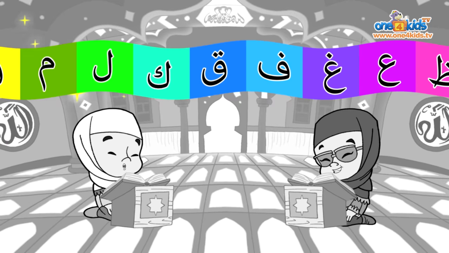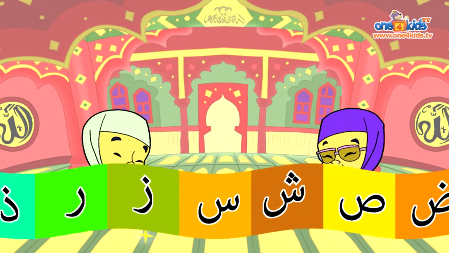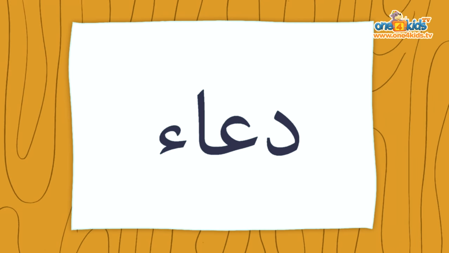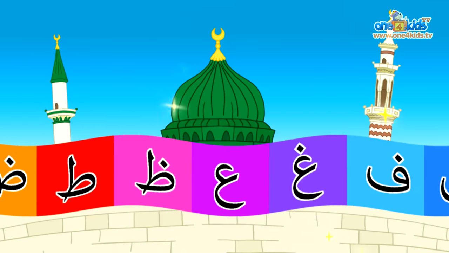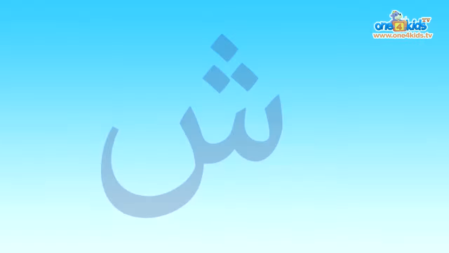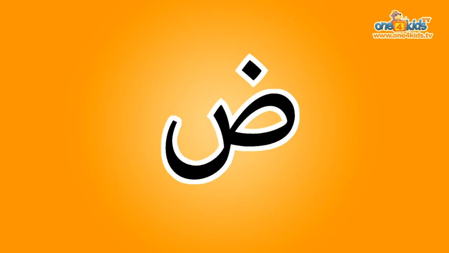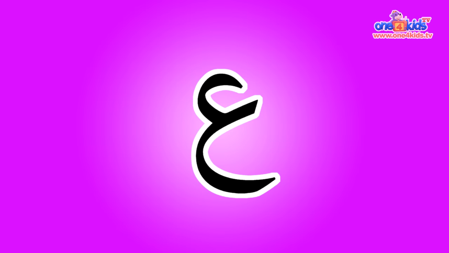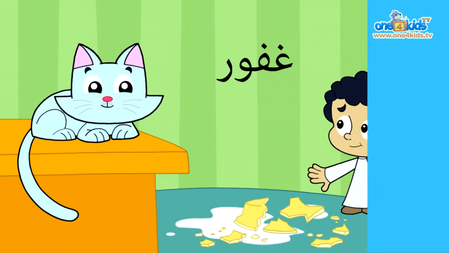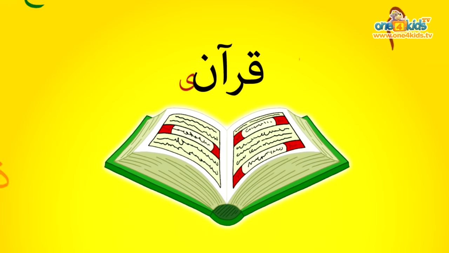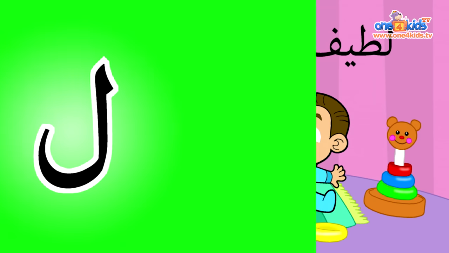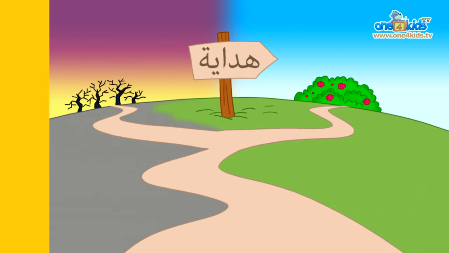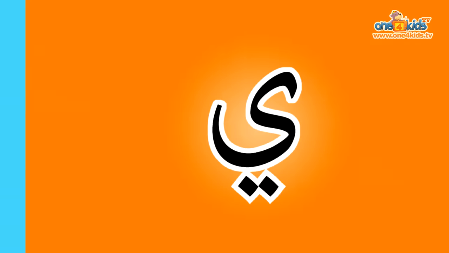We're learning the Arabic alphabet so we can read and learn Al-Quran, the language of our beloved Muhammad, the last prophet sent from Allah. Sheen is for Shams and Sad is for Sawm. Dad is for Dhaif and Ta for Tahara. Dha is for Dhilal, Ain is for Ibadah, Ghain is for Ghafoor, and Fa is for Fatiha. Qaf is for Quran, Kaf is for Kitab, Lam is for Latif, and Mim is for Medina. Nun is for Noor, Ha is for Hidayah, Waw is for Wujood, and Ya is for Yawmuddin.